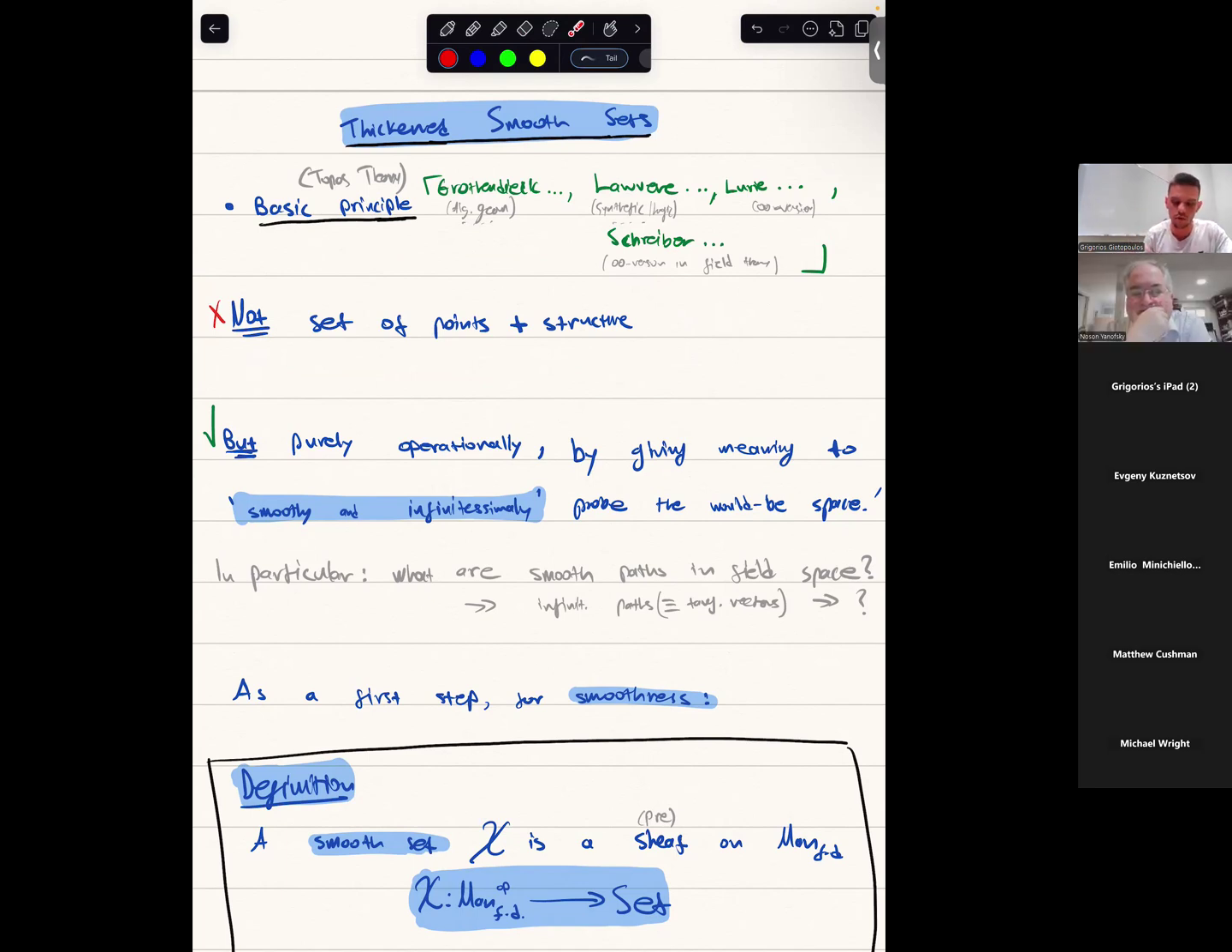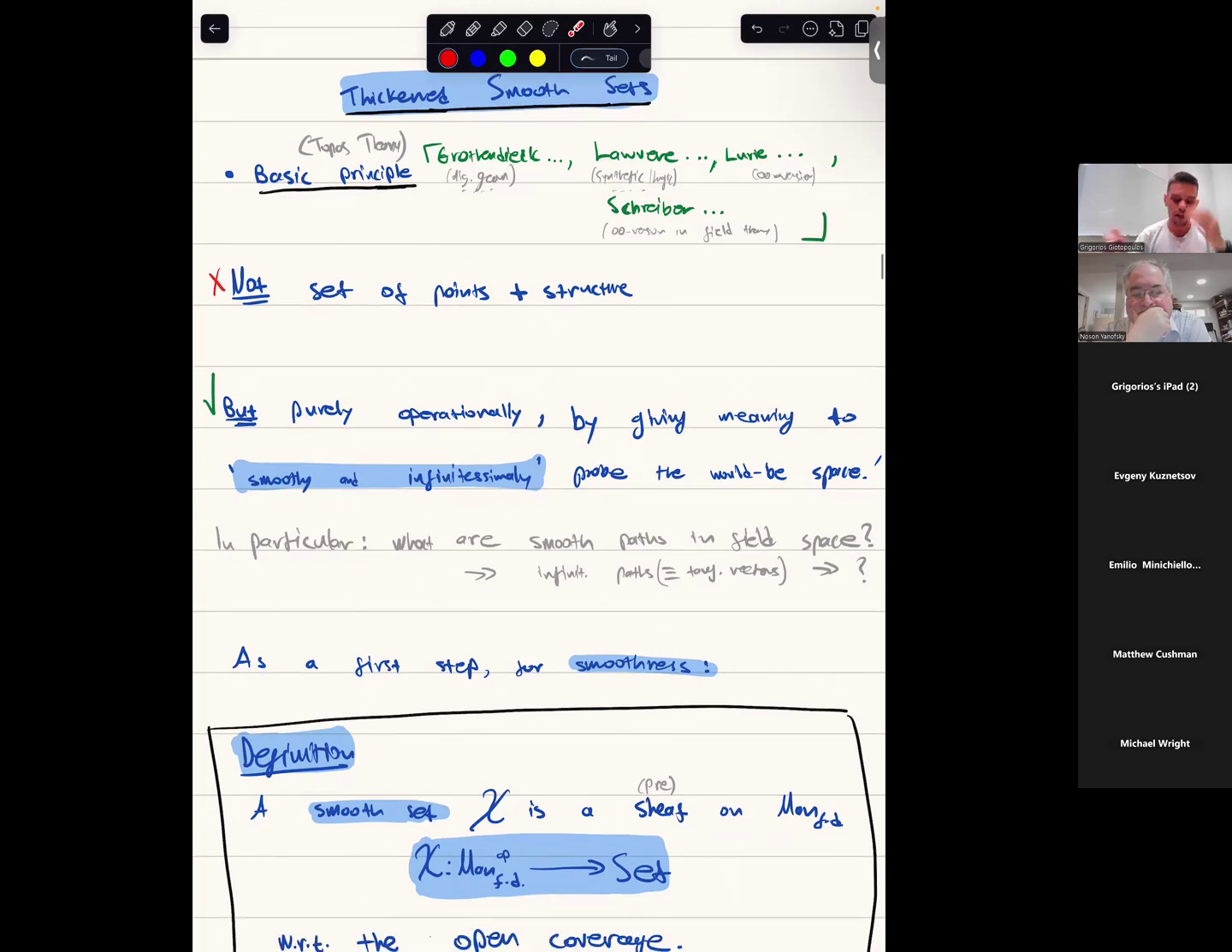For us, it will be smooth manifolds, if you wish, with some infinitesimal thickening by infinitesimal objects, which I will tell you what it is exactly. It will be simple objects. We don't need to talk about complicated stuff here. In particular, what does this mean? Let's be more concrete. This should answer this operational point of view on thinking about geometry.